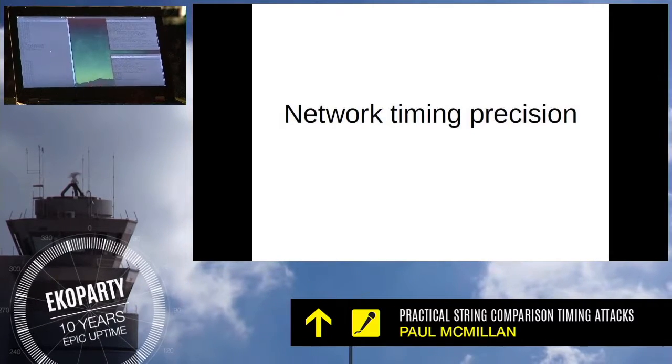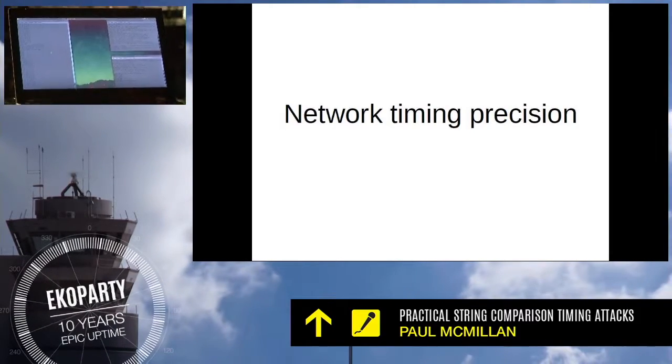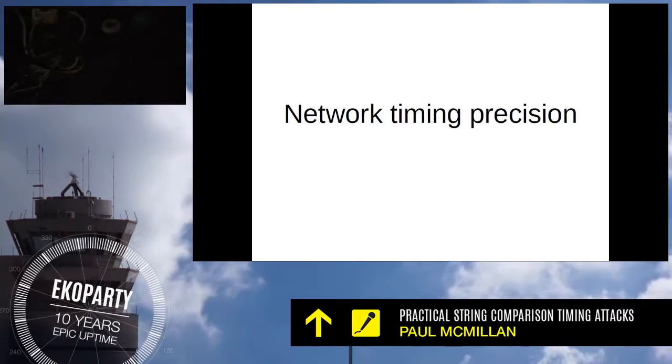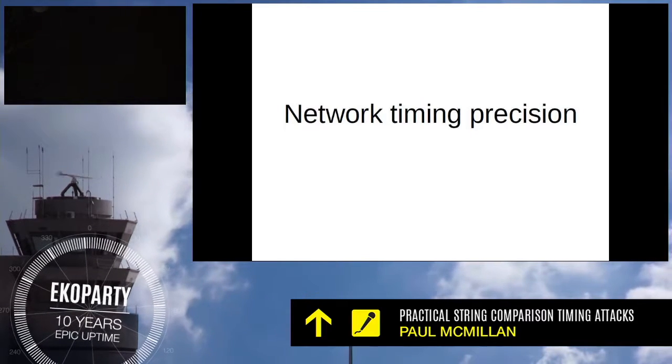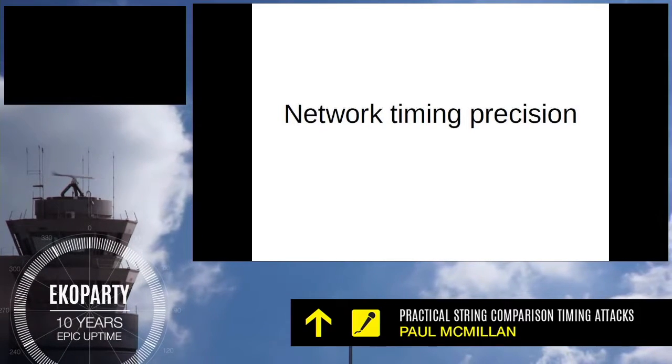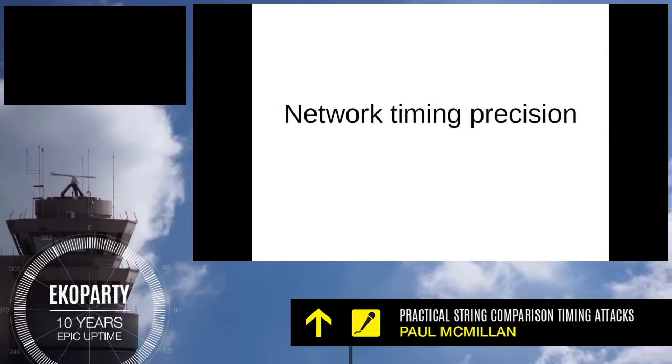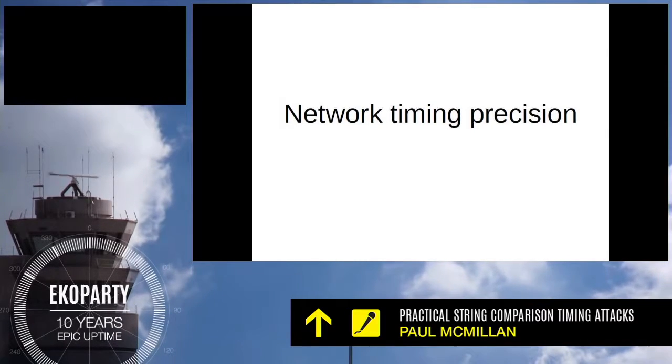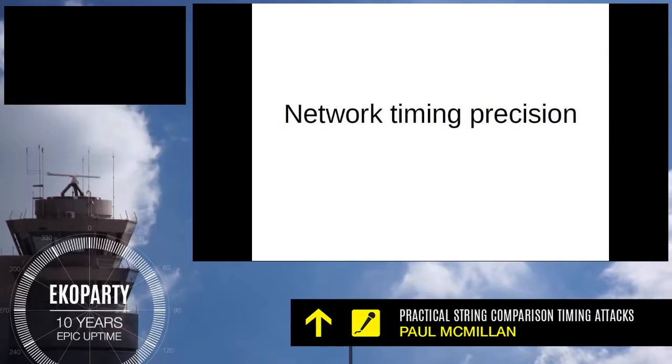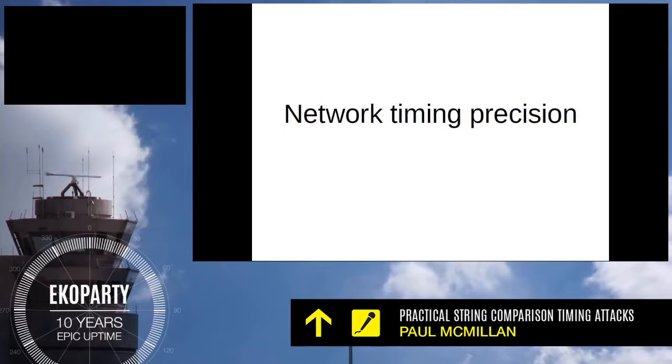So let's talk about network timing precision. Once we've decided that we have a device we're going to attack that has a string comparison in it, and the string comparison is probably slow, what do we need to do to optimize so that we can actually conduct this attack?